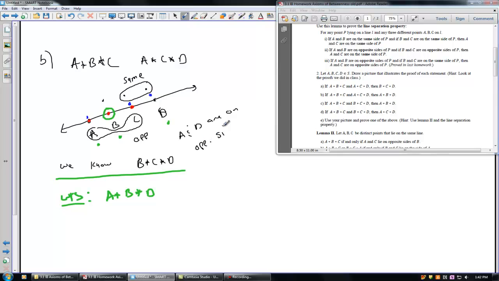All right, so this will allow me to say A and D are on opposite sides of B. And then I apply lemma part 2. After I know this, I apply lemma part 2, and this will tell me that B is between A and D. If you know they're on opposite sides of a point, you know that the point itself is between those other two. And that's it. All right, let's look at the next one.